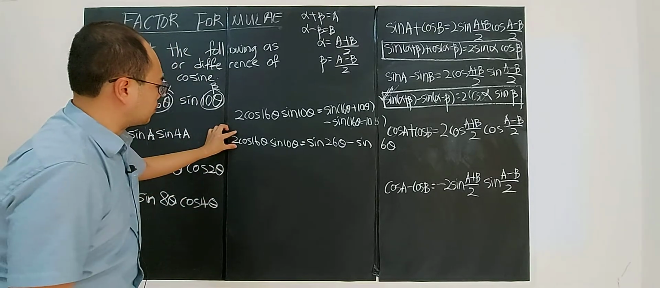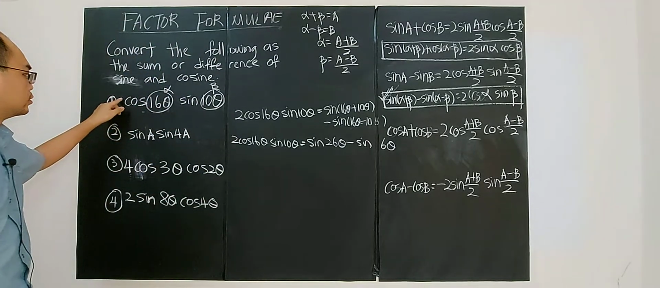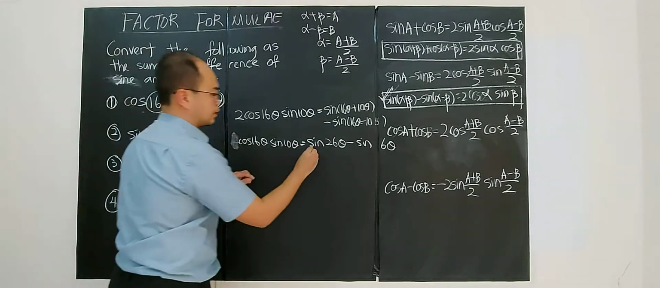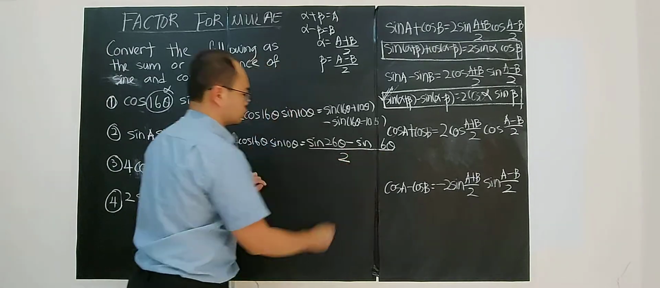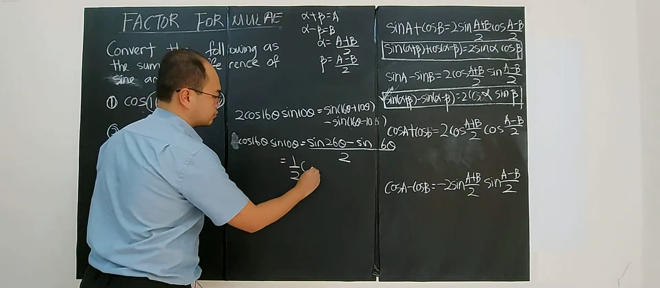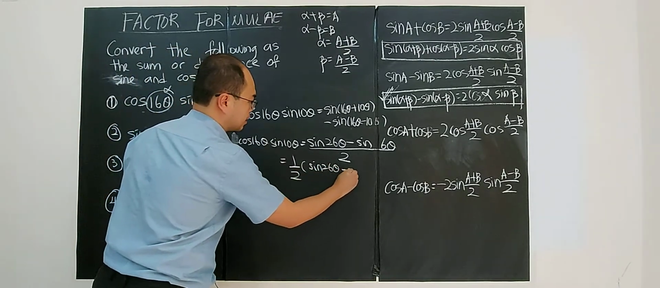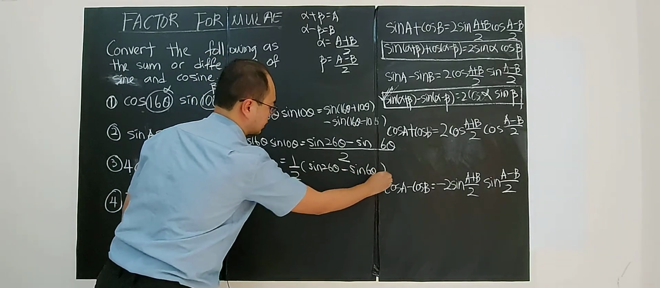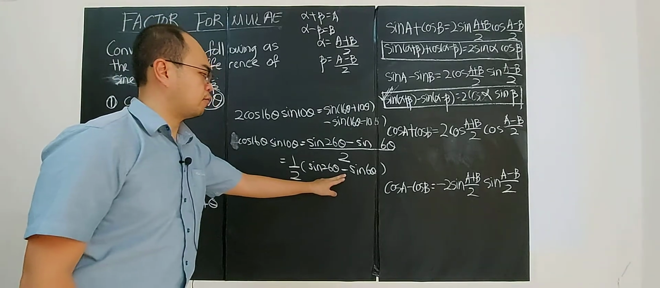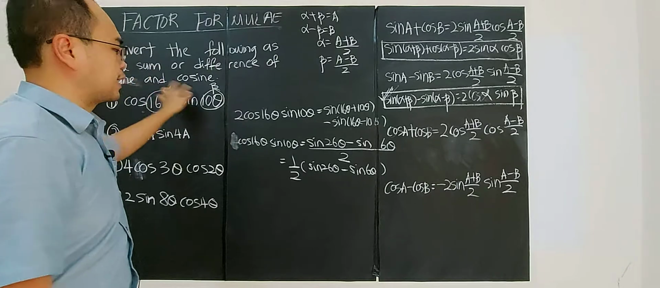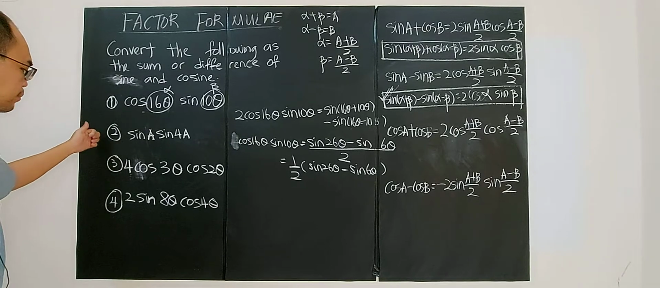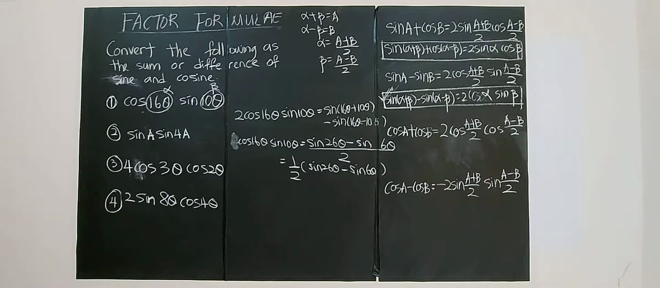Because the question that you have here doesn't have the 2, you're going to divide both sides by 2. So I can say that this is half of sine 26 theta minus sine 6 theta. This is the way I convert a product form into a subtracting form, or a difference or sum of sine and cos. Never mind, let's look at examples 2, 3 and 4. You can try before you look at my solution.